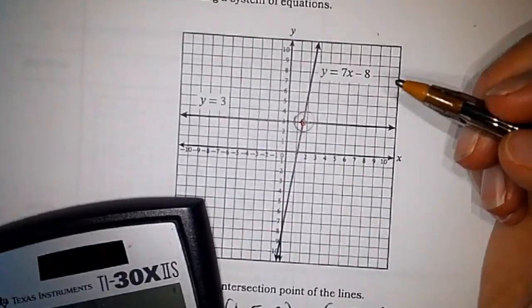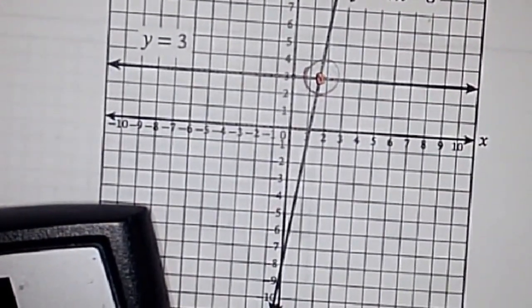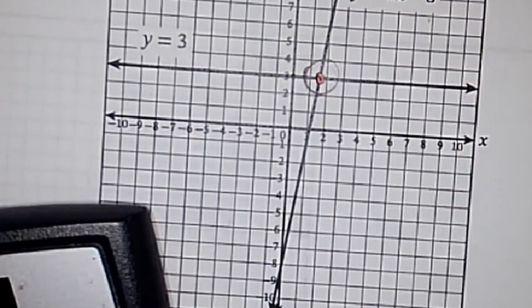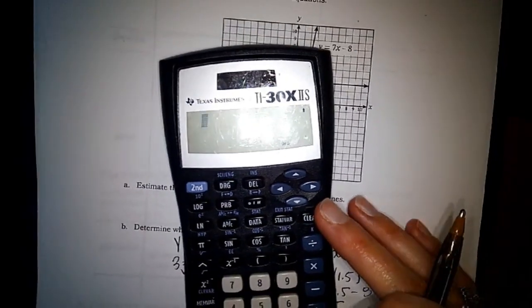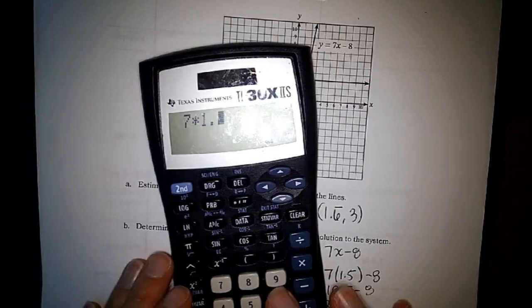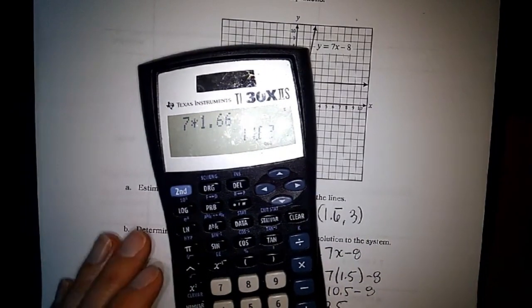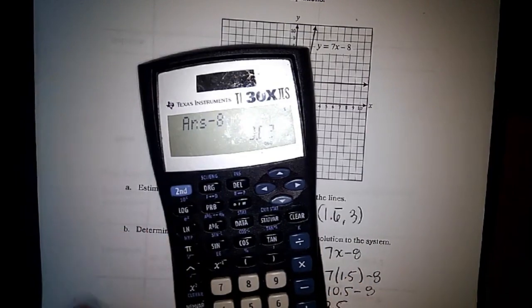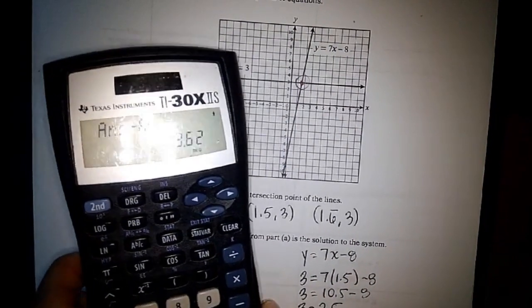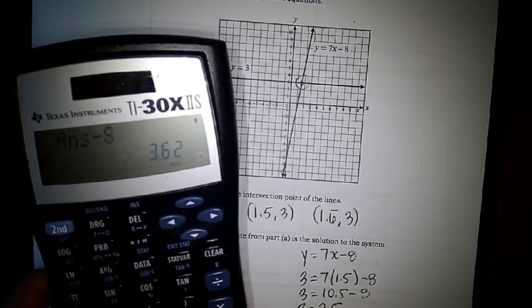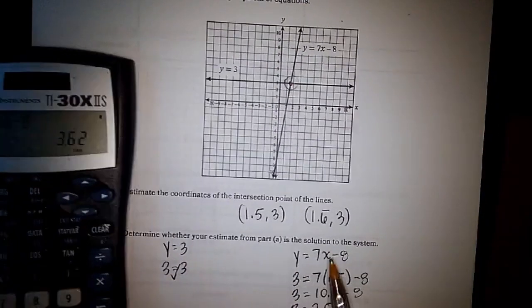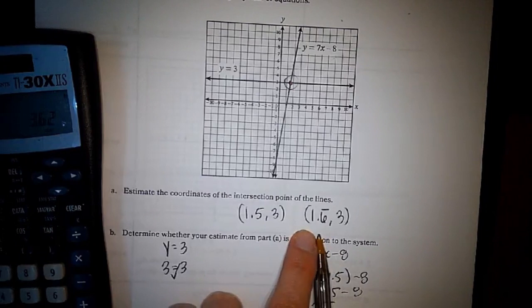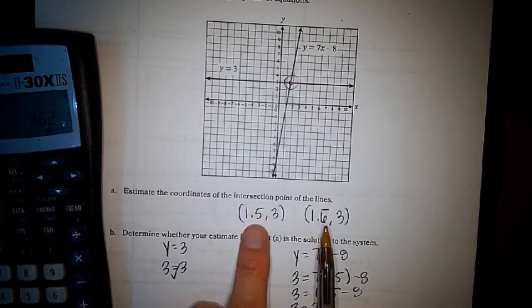Let me zoom in a little bit. It looks about 1.5, does it not? It could possibly be 1.6. We could plug it in and see if it would work. So let's try it. 7 times 1.66 equals 11.62 minus 8. Ooh, close, but that's too much. So our answer is going to be somewhere in the middle of there. It's too small if it's 1.5. It's too big if it's 1.6 repeating. So our answer is going to be somewhere in the middle of there.